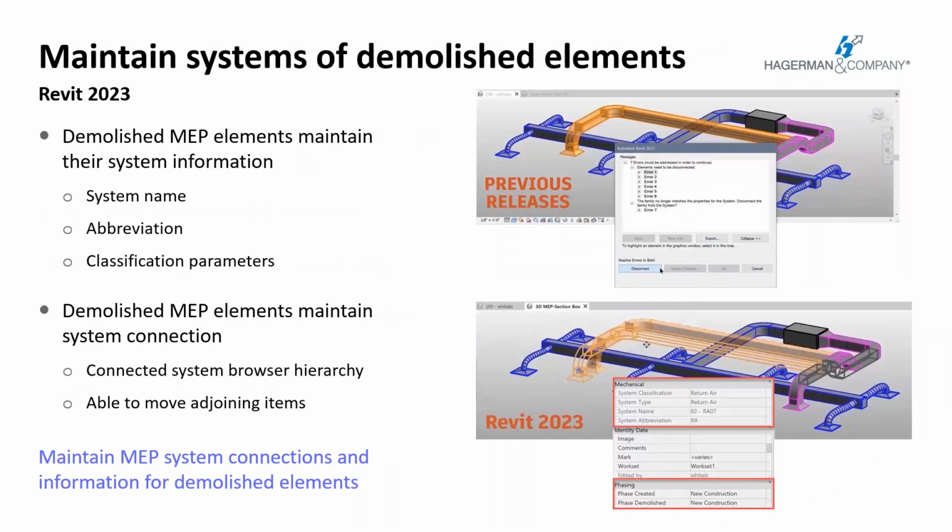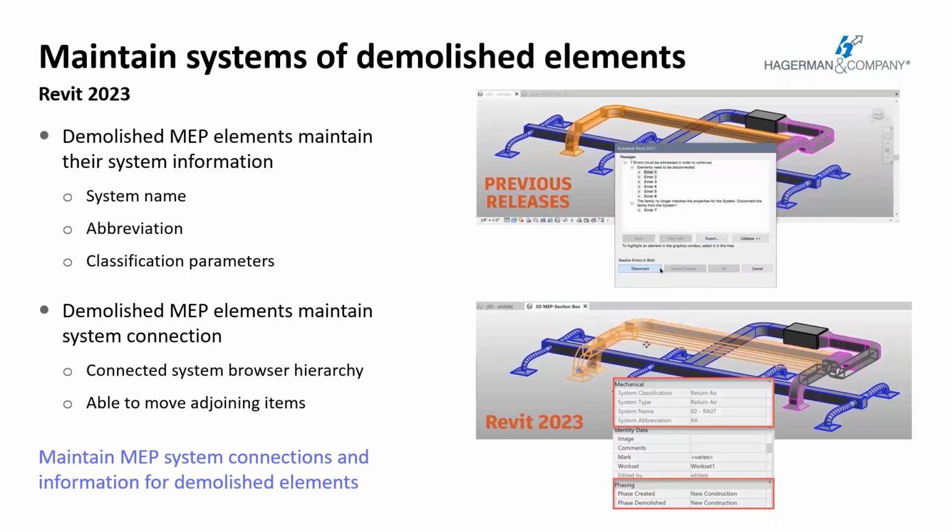This is a big one for our MEP engineers who work on a lot of renovations. So with Revit 23, it improves the handling of demolished MEP elements and their systems. Elements now maintain their system connection and information on the demolish phase.